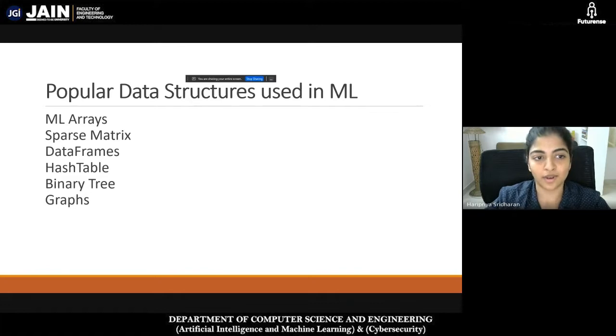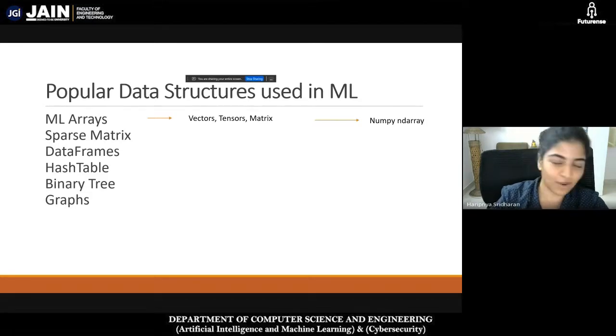Coming back to ML arrays. Machine learning arrays, mainly vectors, tensors, and matrices, are used in machine learning more often. One of the libraries we often use is numpy.ndarray. Numpy is a very popular form of representing arrays when it comes to machine learning. Arrays are very commonly used on a day-to-day basis.